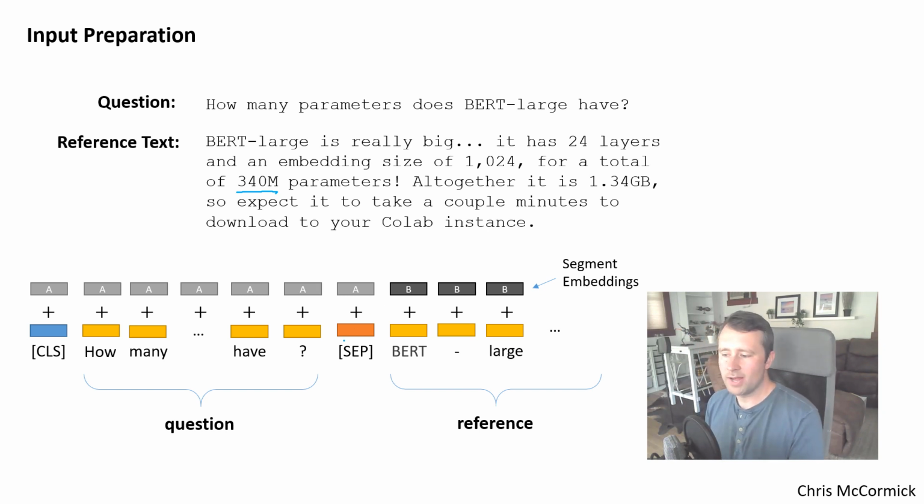And then part of how BERT is actually able to distinguish the question from the answer, in addition to this SEP token, is these things called segment embeddings. BERT just has two segment embeddings that it's learned, segment A and segment B. And all we do is we add that vector to each of the tokens. And then BERT is able to use that information in the embeddings to know that these are all reference text tokens and these are all question tokens.